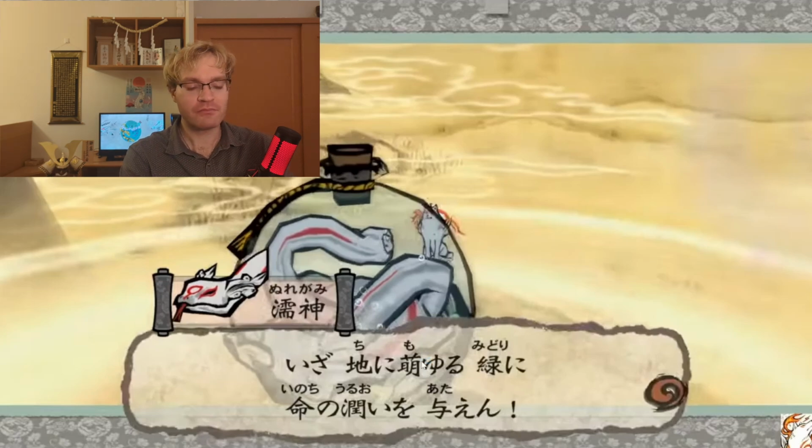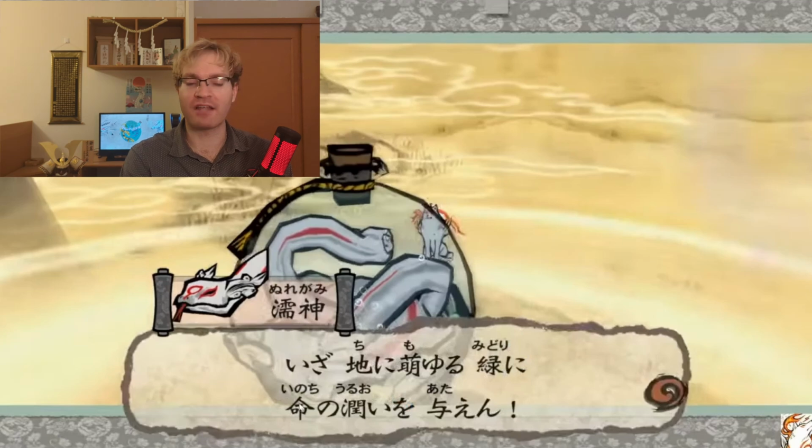However, we go from the root verb moyu, the ending form being moyu, and then we put it into the rentaikei, the attributive form moyuru, okay, which is modifying a noun, and that noun is midori. Midori just means green, okay, so the budding green. So iza, well then, chi ni moyuru midori, the green that sprouts in the earth, chi ni moyuru midori ni, so again, prepositional particle, to the green that's sprouting in the earth, inochi no uruoi o, okay, ataem.